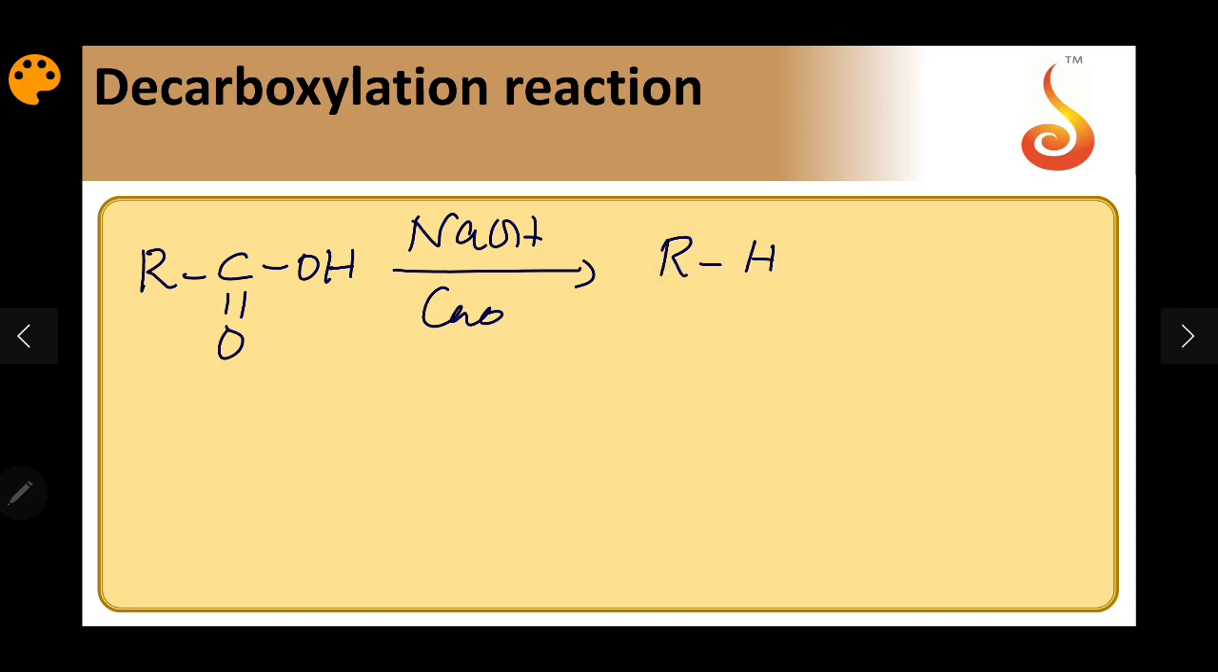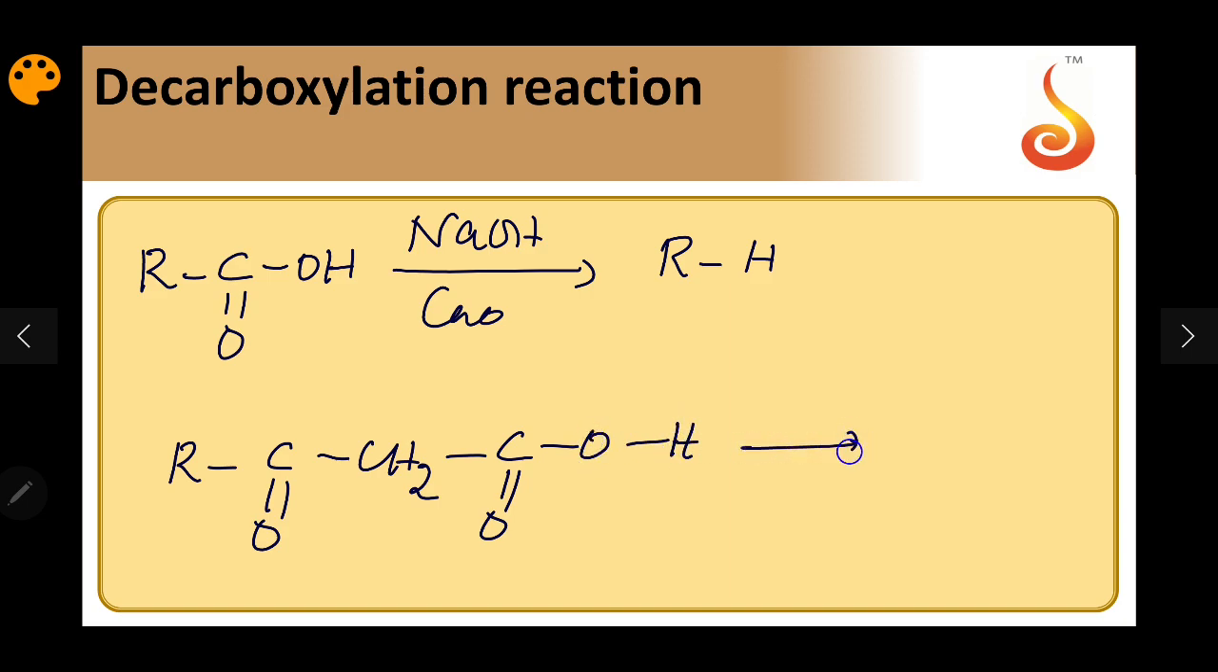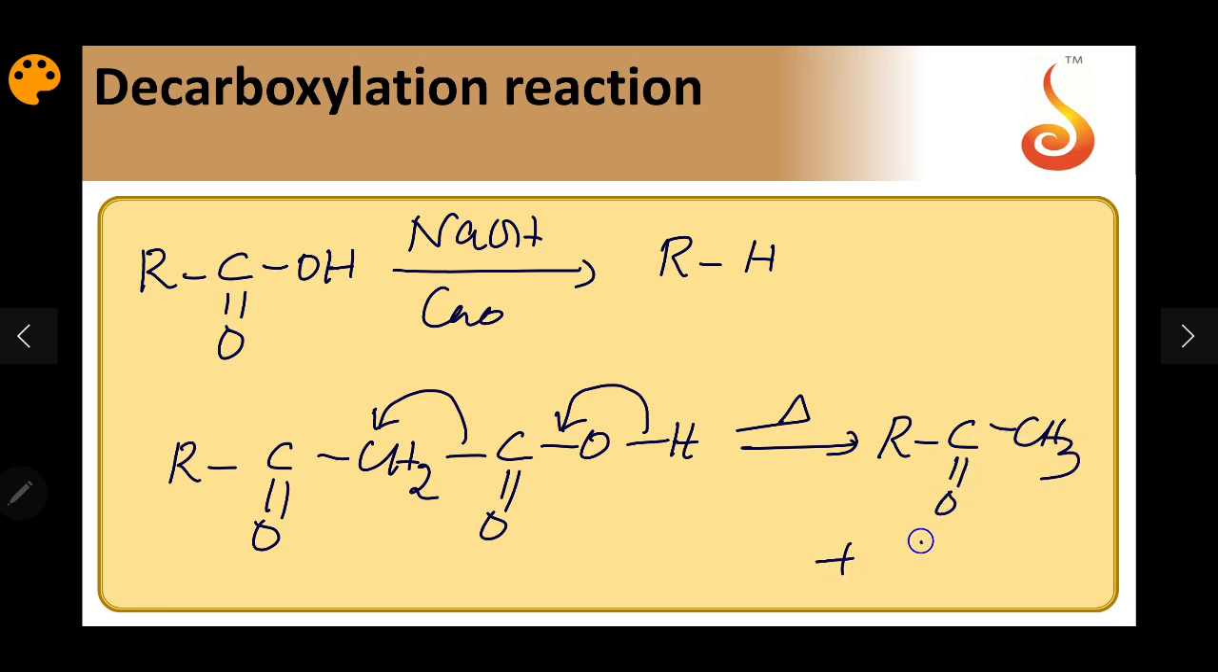The other type of decarboxylation is of beta keto acids. So if I take RC double bond O, CH2, C double bond O, OH, on just heating it decarboxylates. It happens like this: this will come here to form a double bond and this will go here. So this minus can take the proton, ultimately it becomes RCOCH3 plus CO2. So a ketone will be formed as a product.